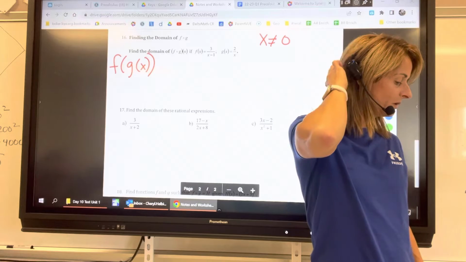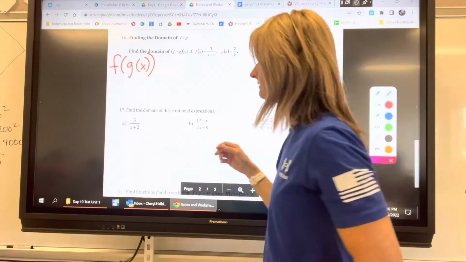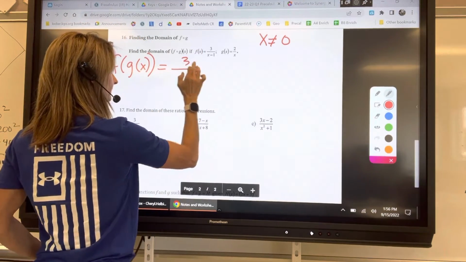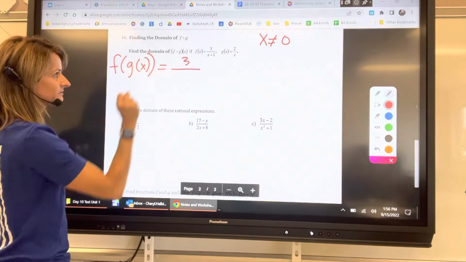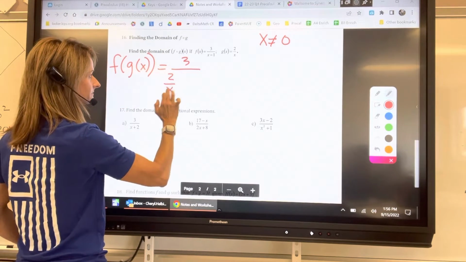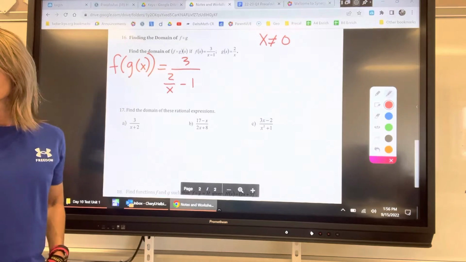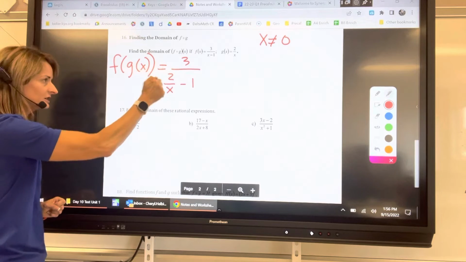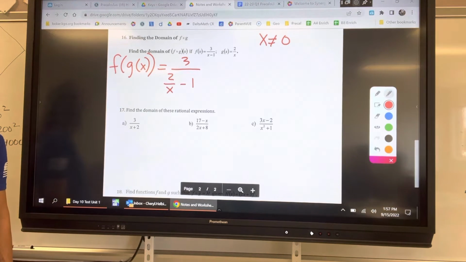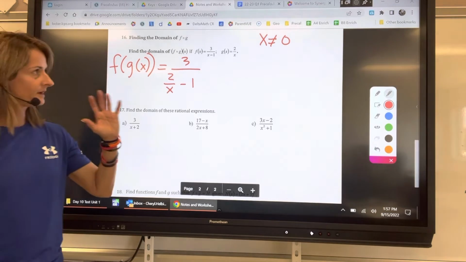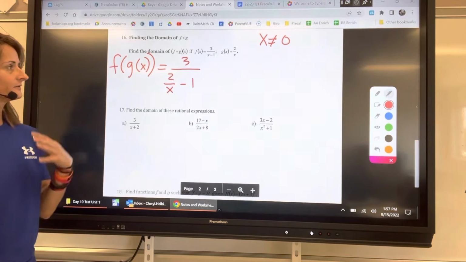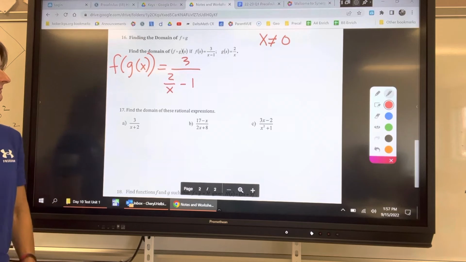Now, we're also going to look at the composite function. So let's plug in g of x into f of x, 3 over our new x, which is g of x, minus 1. This is f of x, and we're inputting g of x for x. We've already identified that we cannot have x equaling 0. But now let's look at the composite function and see what else can be equal to.